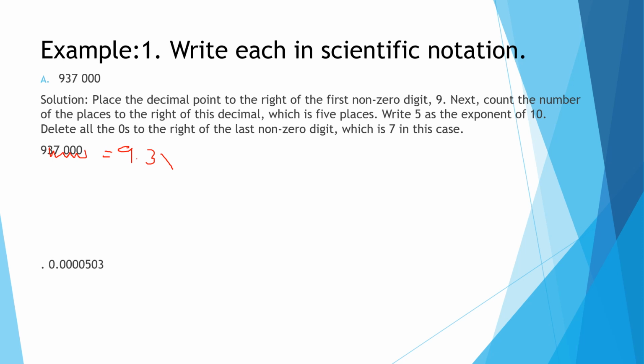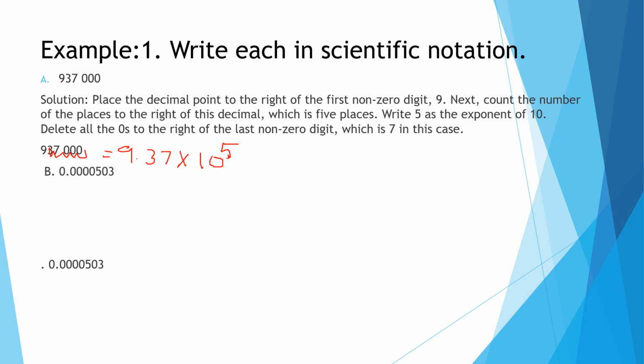So we write 9.37 times 10, which is our exponent, raised to 5. Okay, so 5 is our exponent because that's positive. There are 5 decimal places in between the original position and the new position. So 5 is the exponent.